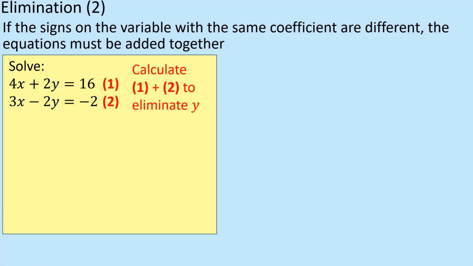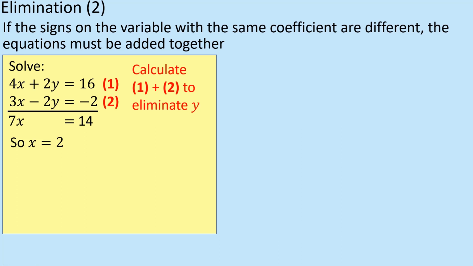So like before, I'm going to label them. I'm going to tell the person looking at it that I'm going to add them to eliminate it, and then do exactly that. So 4x plus 3x is 7x. These two added together disappear, and 16 take away 2 is 14, leaving me with x as being 2.